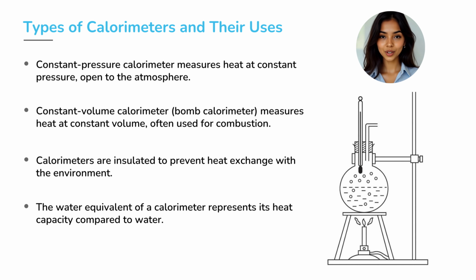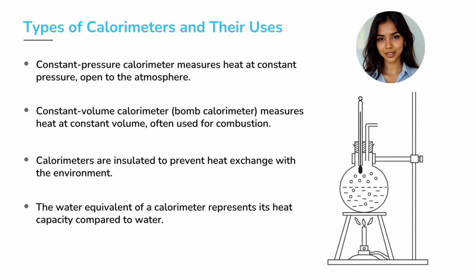Next up, let's talk about the devices we use to measure heat, calorimeters. There are two main types of calorimeters: the constant pressure calorimeter, which is open to the atmosphere and measures heat at constant pressure, and the constant volume calorimeter, also called a bomb calorimeter, which is used for reactions where the volume doesn't change, like combustion reactions. The key to accurate calorimetry is insulation.